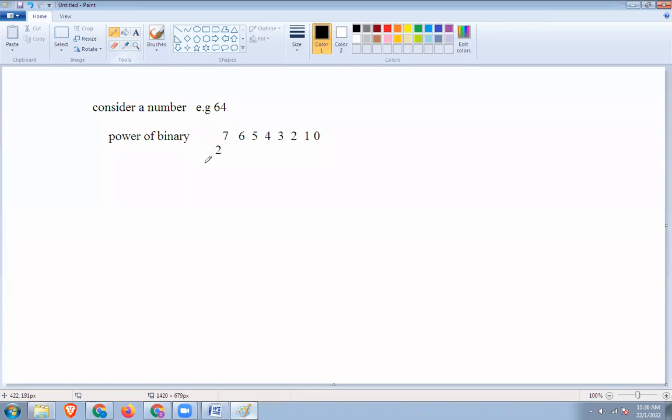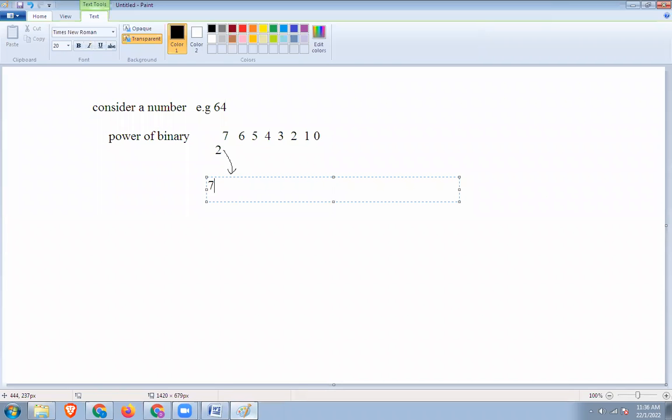Okay, so that's why I will get here 2 raised to 7. Okay, like this. So that's why I write 2 raised to 7 as a 7. Similarly 6, 5, 4. I don't have a compatible tool here to write 2 raised to, so that's why I am writing it in this form. So 2 raised to 7 means here it is equivalent to 128.